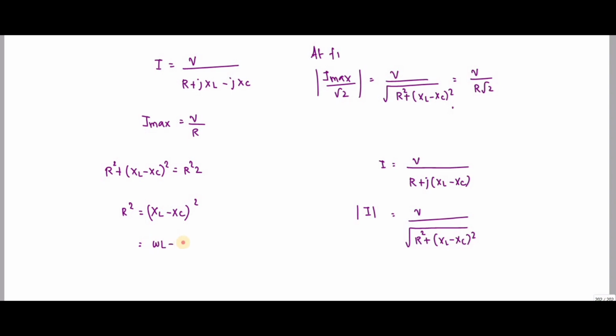So this I can write as omega L minus 1 divided by omega C. Okay. So plus or minus R is equal to omega 1 L minus 1 divided by omega 1 C.